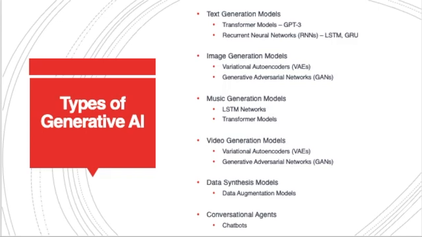So if we talk about conversational agents, we can talk about chatbots. Rule-based or machine learning-based chatbots can generate human-like responses in a conversation. Some advanced chatbots also use generative language models for more natural and context-aware interaction. These are just a few examples of the types of generative AI. This field is dynamic and researchers are continuously developing new models and techniques for generating diverse types of content.